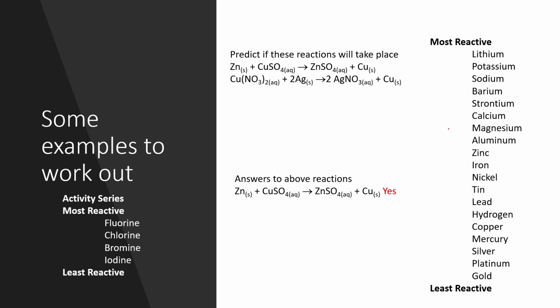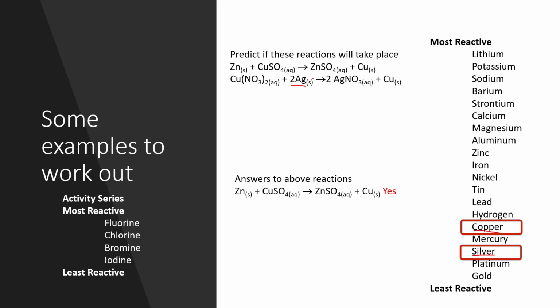Copper nitrate reacting with silver metal to give you silver nitrate and copper. So the question is, will this reaction take place? So let's look at the metal element here. That is silver. Silver is over here and copper is over here.